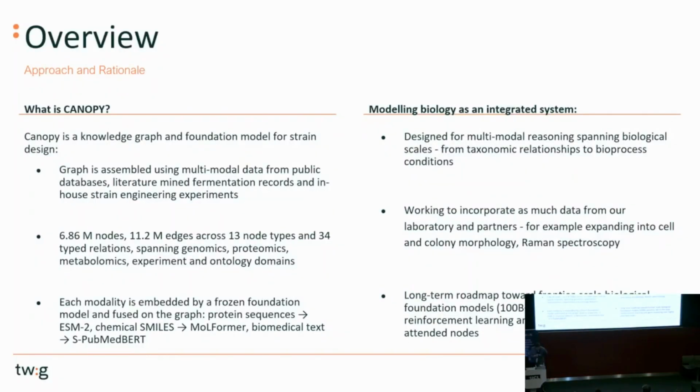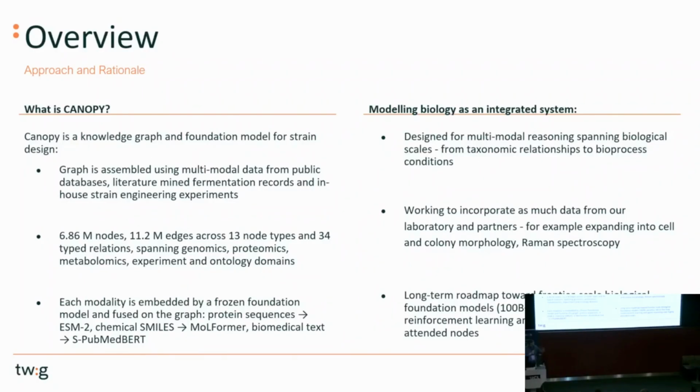So, as I said, Canopy is a knowledge graph and foundation model for strain design. We assemble the graph using multimodal data from public biological databases. We mine literature fermentation experiments, and I was grateful for Henry earlier to introduce the concept of DBTL, because that's something EngBio people love to talk about. But we also include our own design, build, test, learn strain engineering experiments from Benchling, our lab information management system.